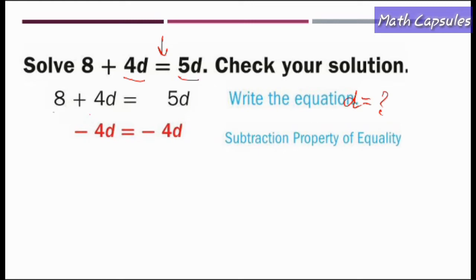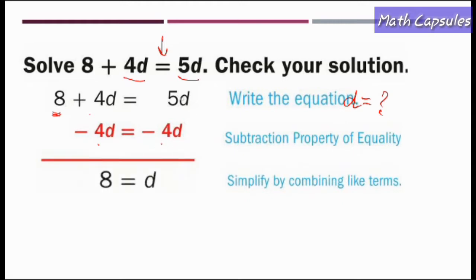So, to keep 8 by itself on the left hand side, we will subtract 4d from both sides, from the left hand side and from the right hand side. And then we simplify. After we simplify, we'll find 5d minus 4d equals 1d, and d only means 1d. And 4d on the left hand side minus 4d cross together to get only 8 on this side. So this means that d equals 8.